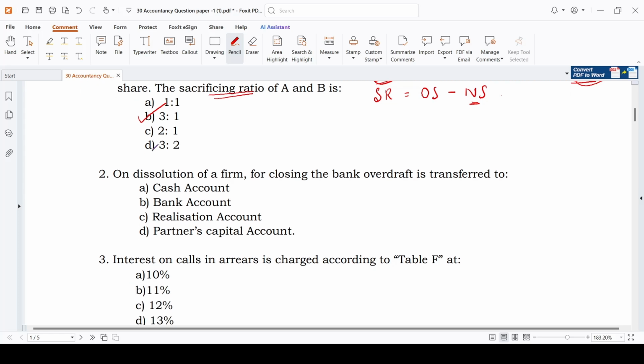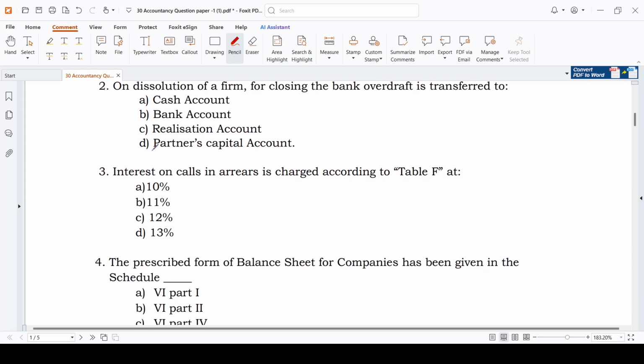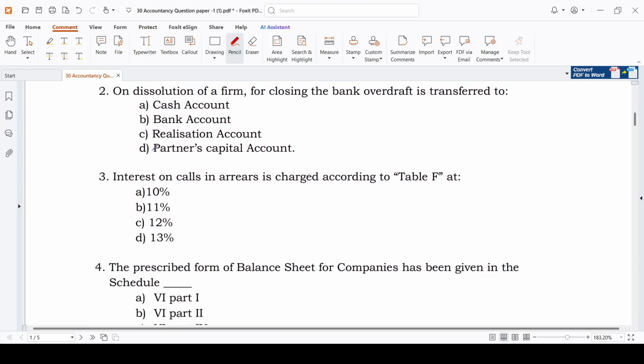Next, on dissolution of a firm, for closing, the bank overdraft is transferred to dash. Usually the students make a mistake. If they see the word bank, they write the bank account. No. Bank overdraft is a current liability. On dissolution, if you have not seen it, I have uploaded a complete explanation of the dissolution chapter. If you want to learn the dissolution chapter, go through that video. So here bank overdraft is a current liability. First we are going to take it to the realization account. In the realization account we will record it and pay off that liability. So bank overdraft will be closed in the realization account.